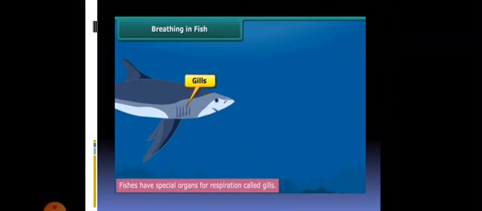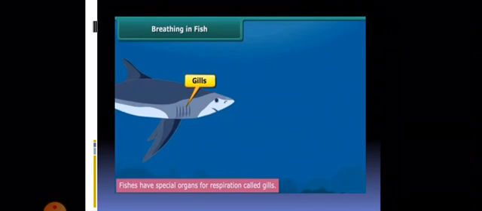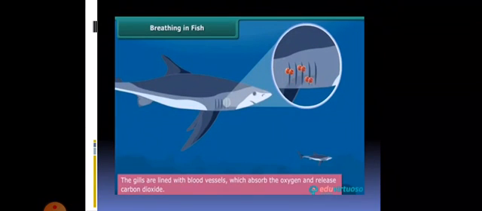Breathing in fishes. Fishes have special organs for respiration, which are known as gills. The gills are lined with blood vessels which absorb the oxygen and release carbon dioxide. So that's the reason fishes can easily survive in water, while it's not possible for land animals.